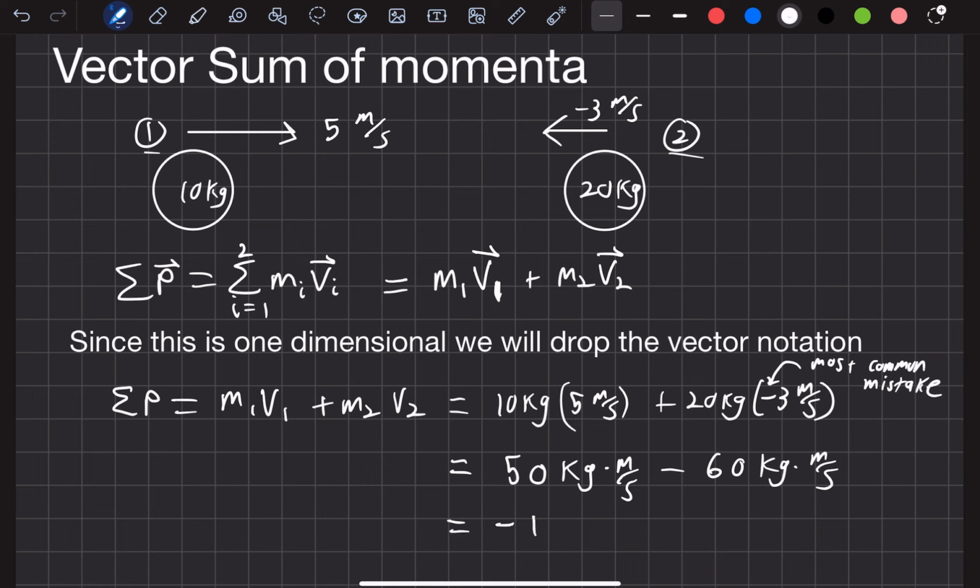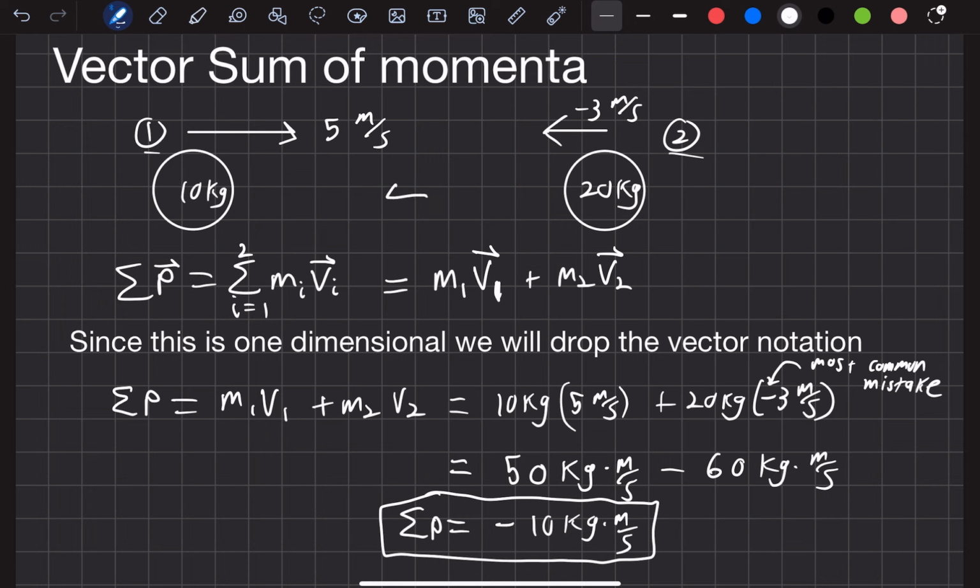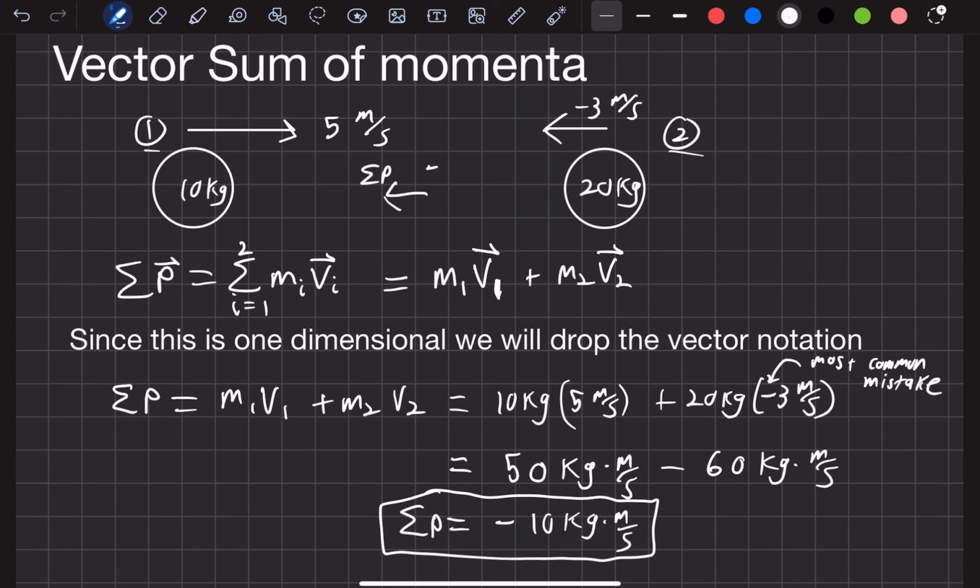That's going to get us a negative 10 kilograms times meter per second. So the sum of all momentum is equal to negative 10 kilogram times meter per second. So the overall momentum of the entire system, so if you include all the objects, the overall momentum is to the left. So this is the sum of all momentum, and it's to the left going at a negative 10 kilogram meters per second. That is the sum of all momentum, the total momentum. So the entire system has a net momentum to the left.